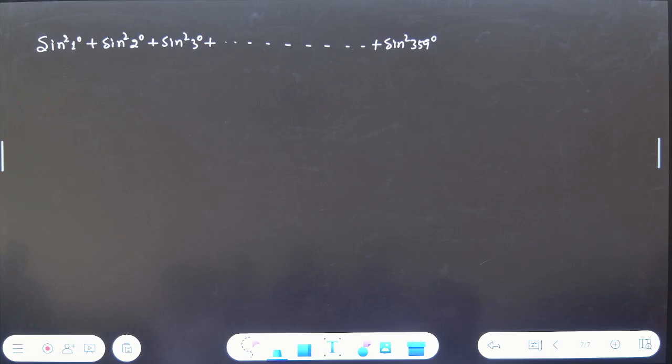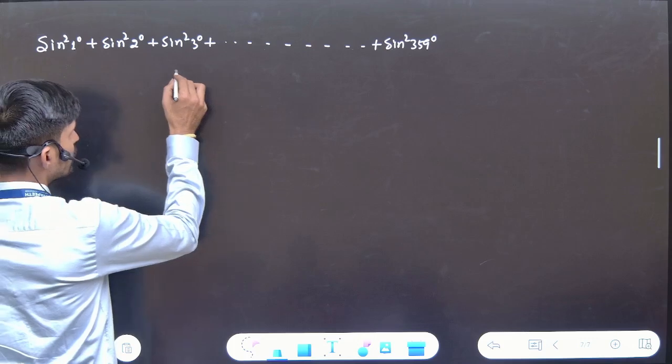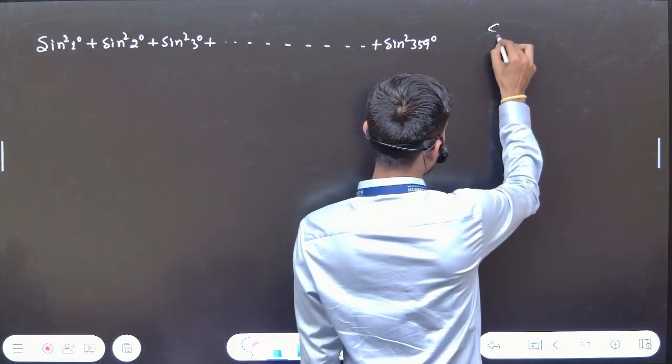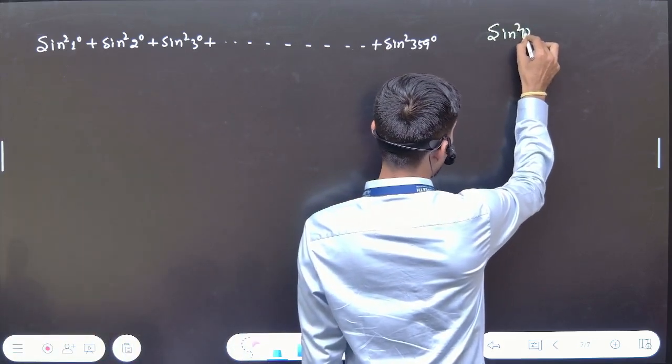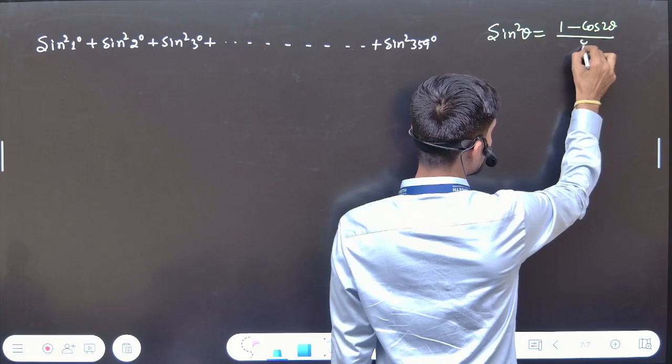Yes, (1 minus cos 2 theta) by 2. So that is the formula where this solution is hiding. So sin square theta is (1 minus cos 2 theta) by 2.